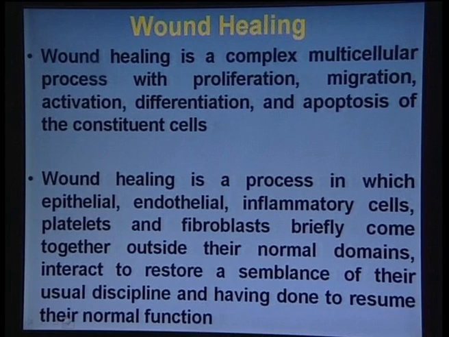So, this is a definition of wound healing. What it mentions here is that wound healing is a complex multicellular process with proliferation, migration, activation, differentiation and apoptosis of the constituent cells. Multicellular means, as we have seen here, blood platelets, which are also a type of cell, fibroblast cells, endothelial cells, epithelial cells. All these different types of cells participate.